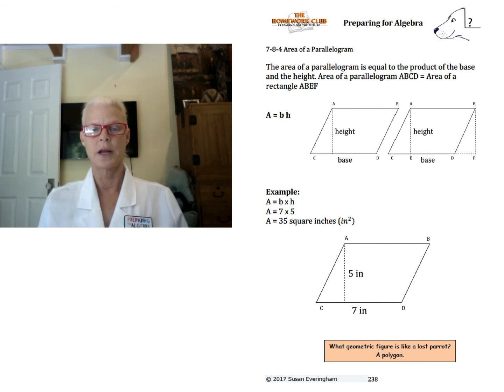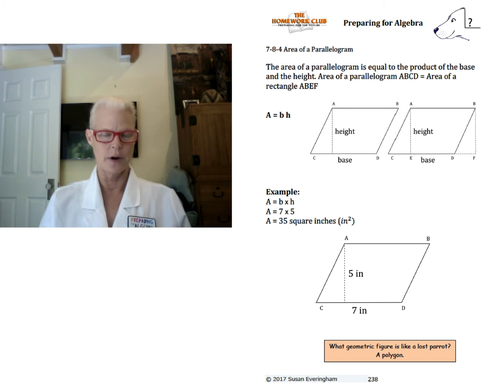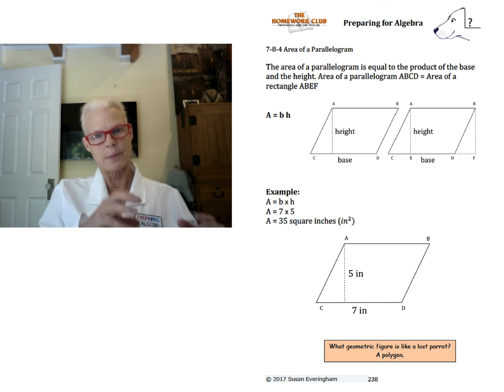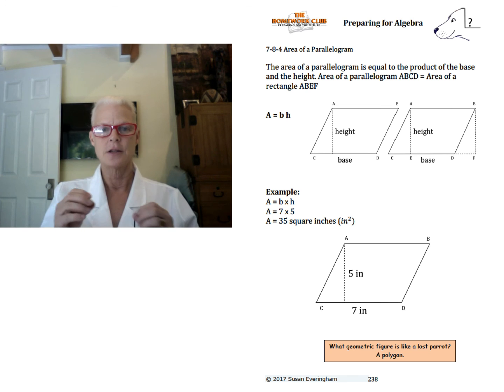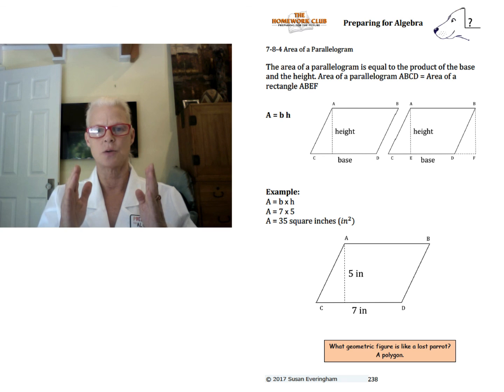Page 238 and page 239 is the area of a parallelogram. If you look at the diagram on the first page, 238, you can see the dotted lines and how I've replicated that one parallelogram and moved the dotted line over so it's perpendicular, squared off, right angle, making a perfect rectangle. So the area of a parallelogram is base times height, not length times width necessarily, but base times height, which turns out to be length times width when you move everything around and look at it as just a rectangle.